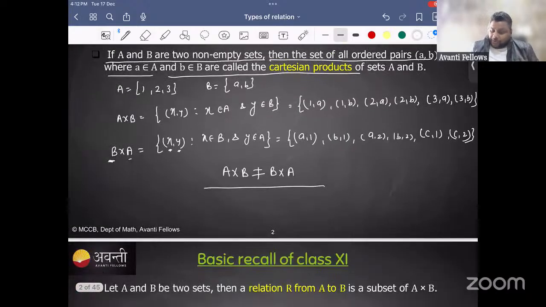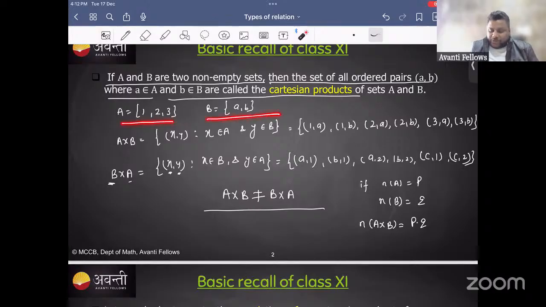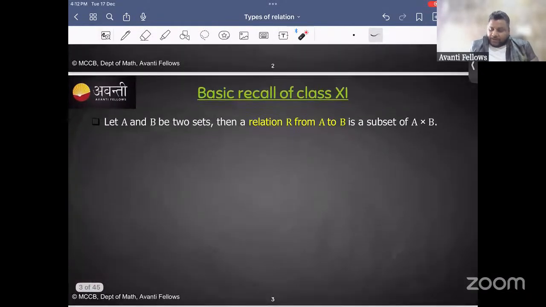Now, one very important thing. If the number of elements in set A is p and the number of elements in set B is q, then the number of elements in A cross B will be pq. Here you can see, if A has 3 elements and B has 2 elements, then A cross B has 1, 2, 3, 4, 5, 6, a total of 6 elements. Fair enough?